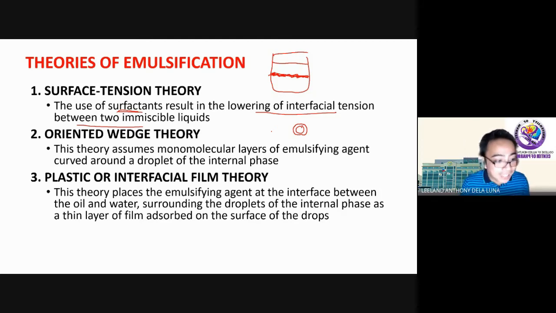And what they do class is, they coat the oil droplets. Kino-coat nila. Kasi diba yung hydrophilic heads nasa labas. Hydrophobic tails are on the inside. And lastly, class, we have the plastic interfacial film theory. You know, this theory places the emulsifying agent at the interface between oil and water, okay, surrounding the droplets of the internal phase as a thin layer of film adsorbed on the surface of the drops.